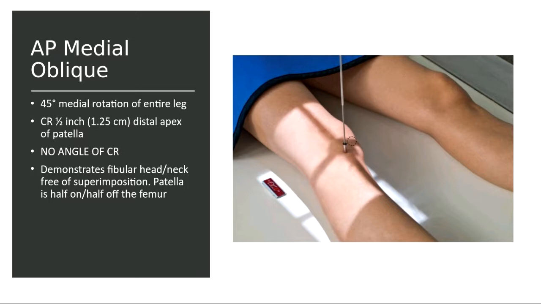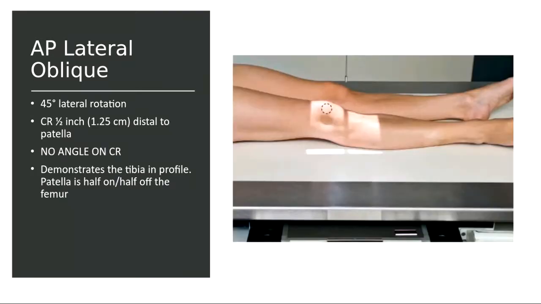Then we do a 45-degree lateral oblique, and that's found on page 248. Same collimation. Now you have the patient roll their leg out 45 degrees. Central ray stays the same. If you've got the apex of the patella, you go 1/2 inch, but instead of being right below it, you still split the part in half. So this line would run right down the middle of the leg. Again, no angle on your central ray.